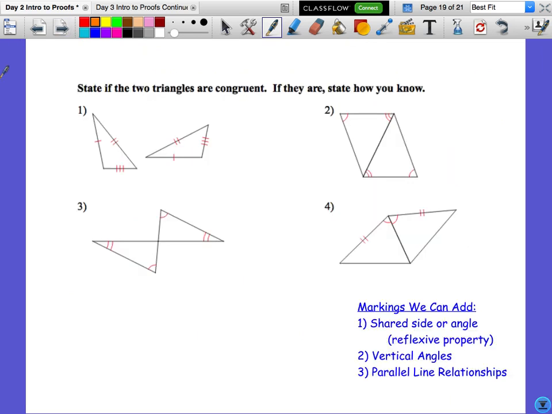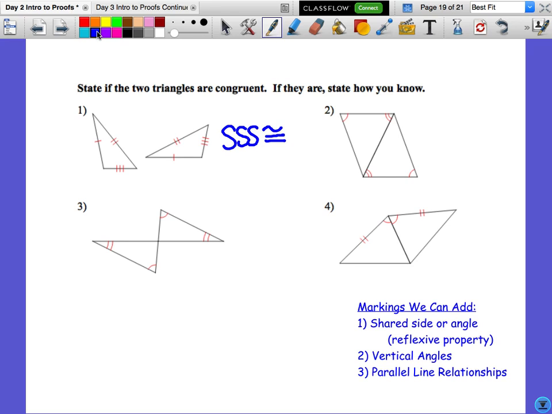So now, let's put this into practice. State if the two triangles are congruent. If they are, tell me how you know. So for the first picture, I see that all 3 pairs of sides are marked congruent. So yes, these are congruent by side, side, side congruence. And again, the equal sign with the squiggle above it just means congruence, same shape, same size.